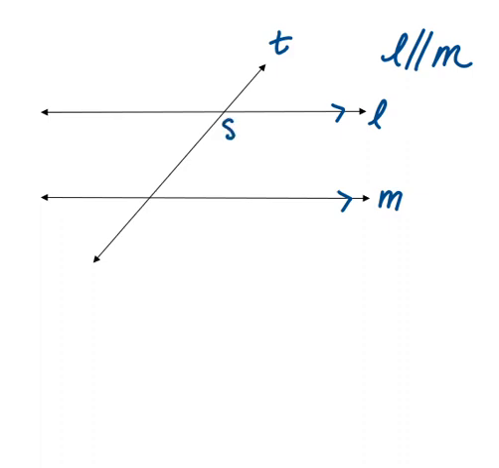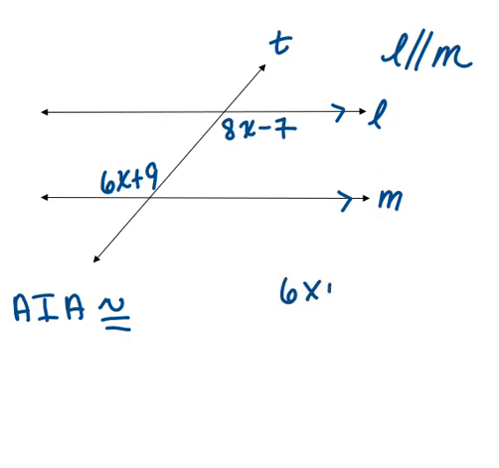If I have that this angle is 8x minus 7, and this angle here is 6x plus 9, these would be in the position of alternate interior angles. And if you have alternate interior angles when your lines are parallel, they will be congruent. That means that these two expressions would have to be equal to each other. So 6x plus 9 would have to equal 8x minus 7.